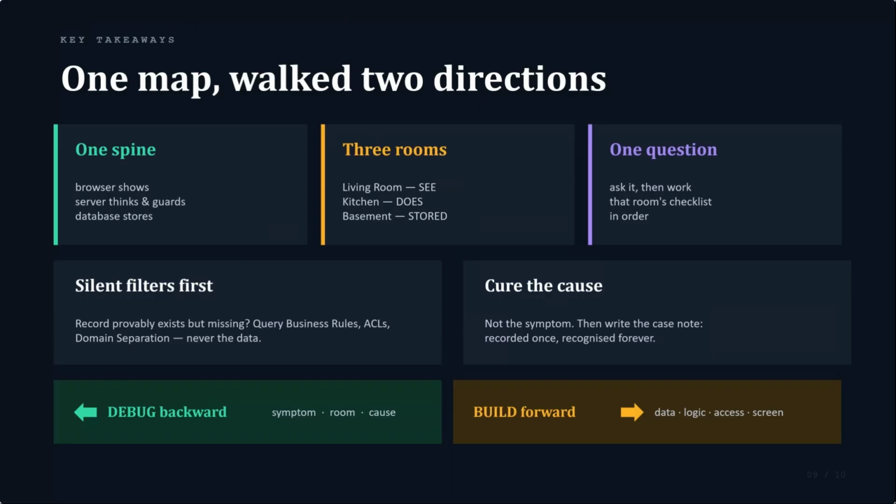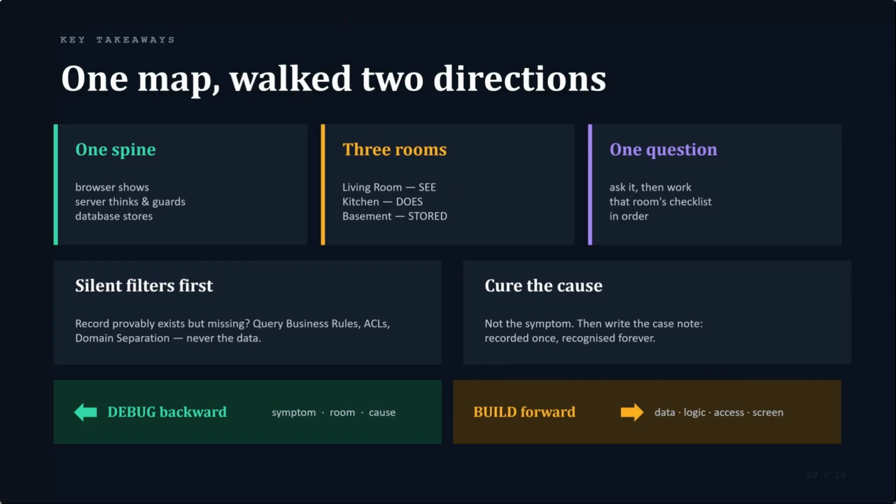So let me put all of this together. One path: the browser shows, the server thinks and guards, the database stores. Everything sits somewhere on it. So, three rooms, so I can remember it when I'm stressed. The living room is what they see, the kitchen is what it does, and the basement is what's stored. So one question to ask yourself: is it seeing, doing, or storing? Then work that room's list in order. Nine times out of ten, it's the first or second item.